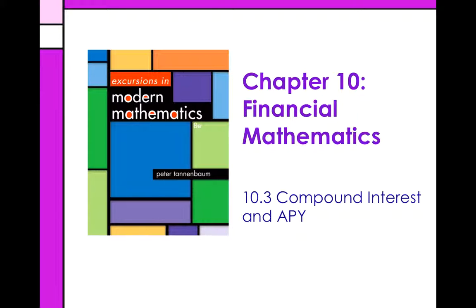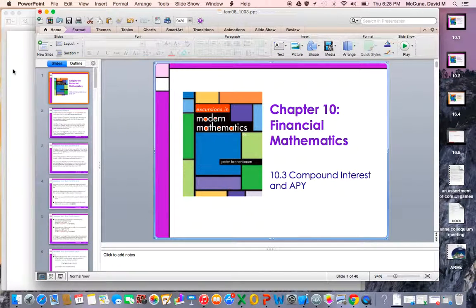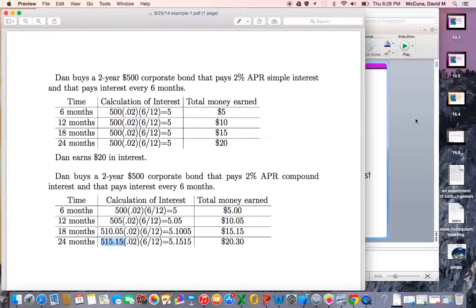Before I define compound interest for you, let me just start with an example that compares and contrasts compound interest to simple interest. So consider this example. This guy buys a 2-year, $500 corporate bond. It pays 2% APR simple interest every 6 months. Okay, so what does that mean?